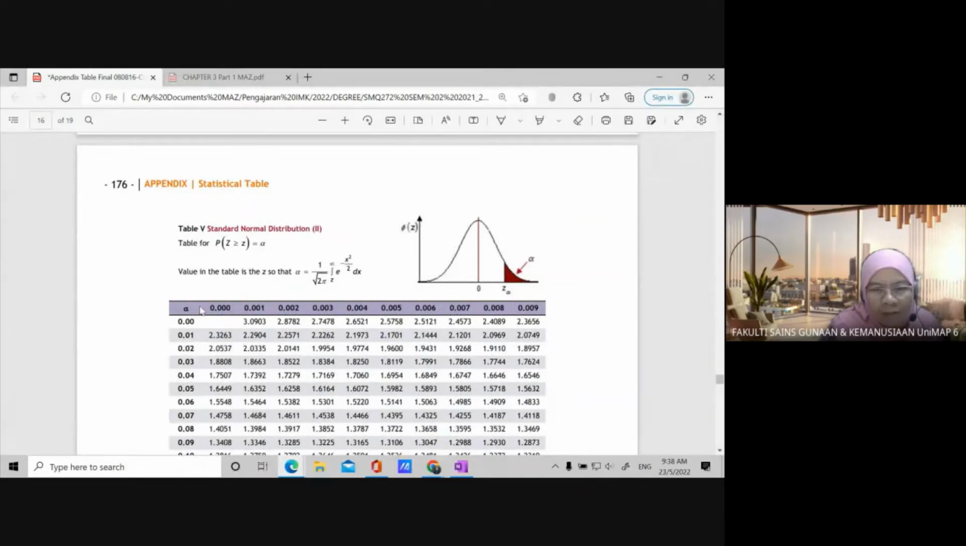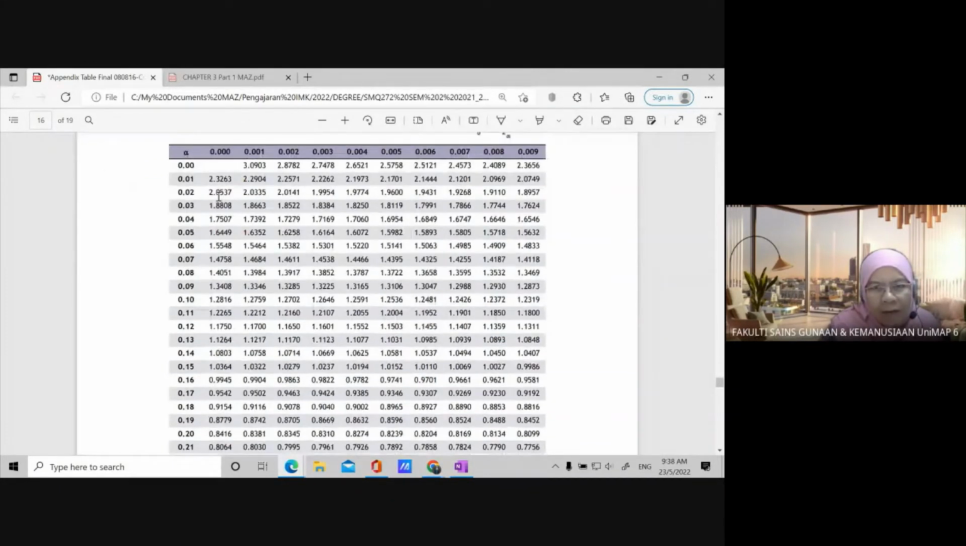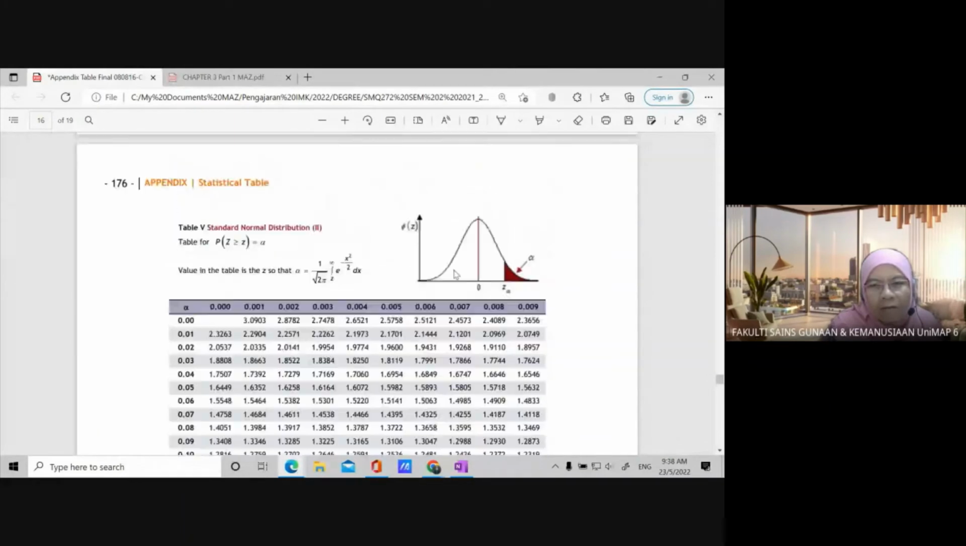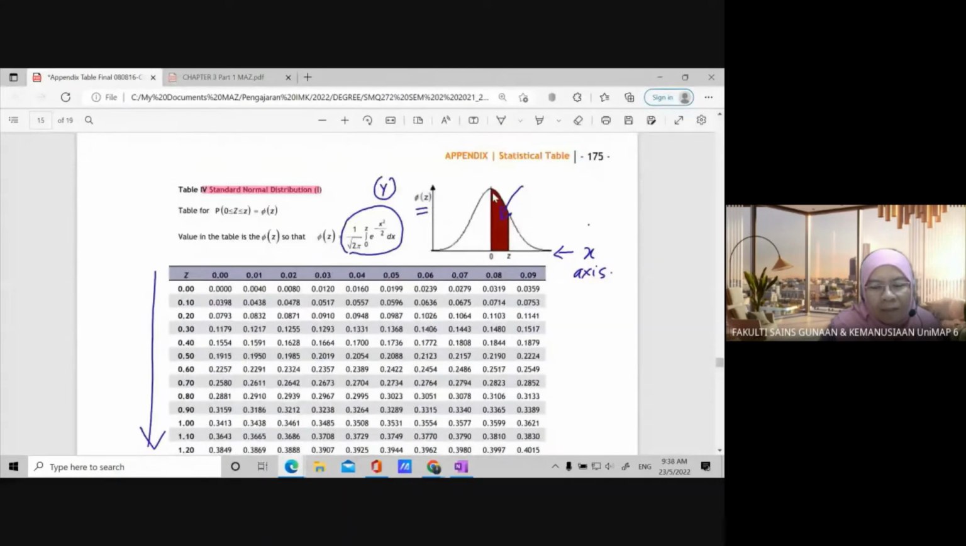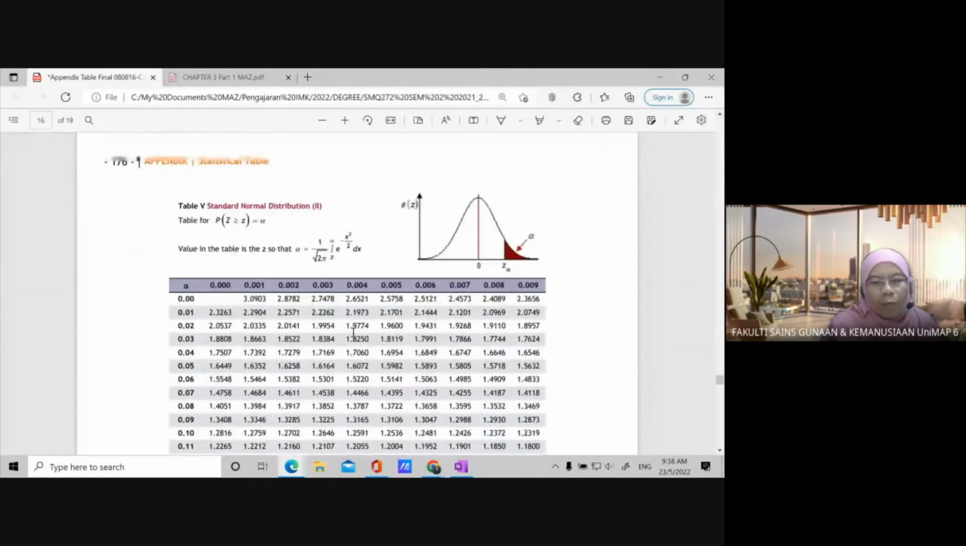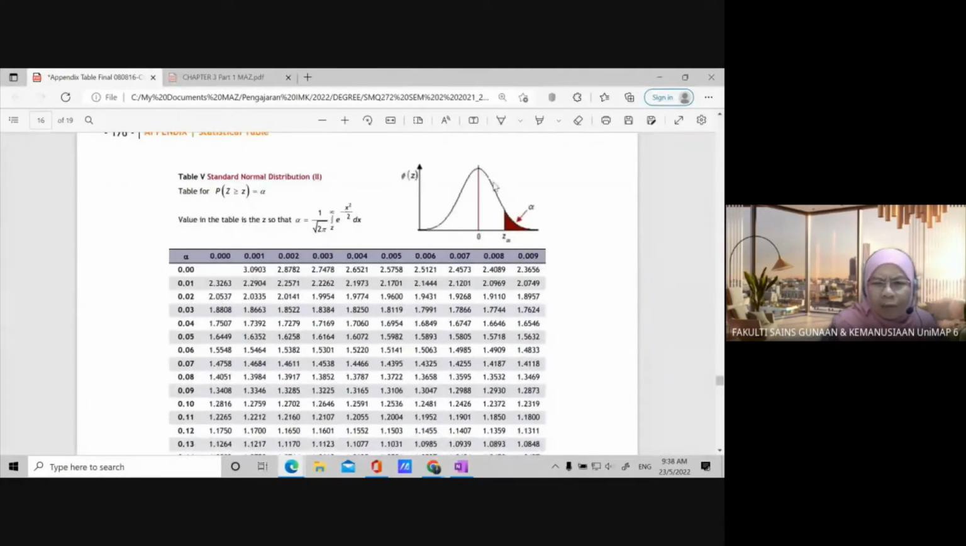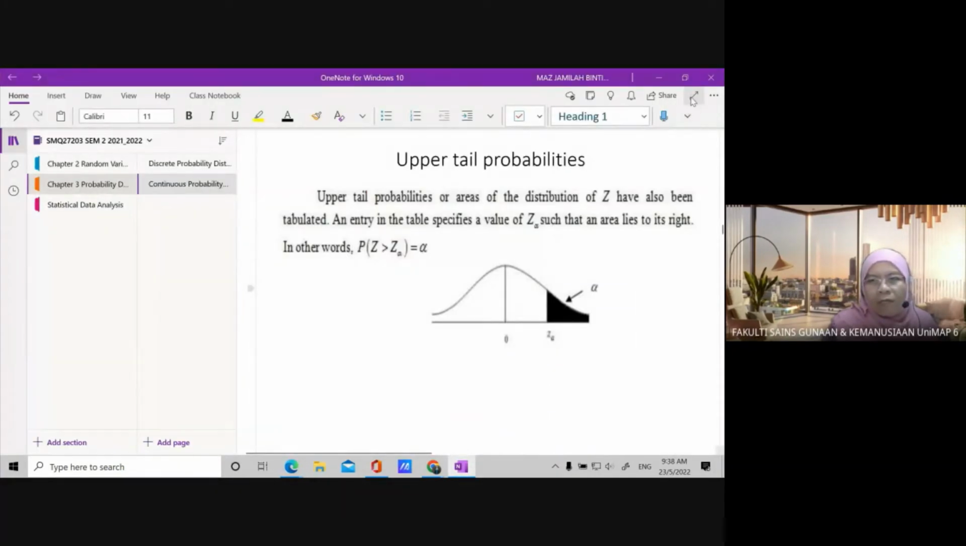the first column and the first row. And the values inside the table are all reflecting the Z alpha value. Reverse, in this particular table, your Z value is in the first column and the first row, and the probability value is inside the table. So you have different tables and different values that you are referring to. Now, what if I have a question that needs me to use this particular distribution table, the upper tail table? So let us look at a few examples.